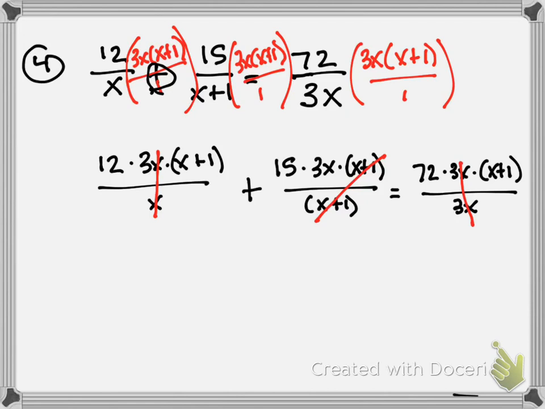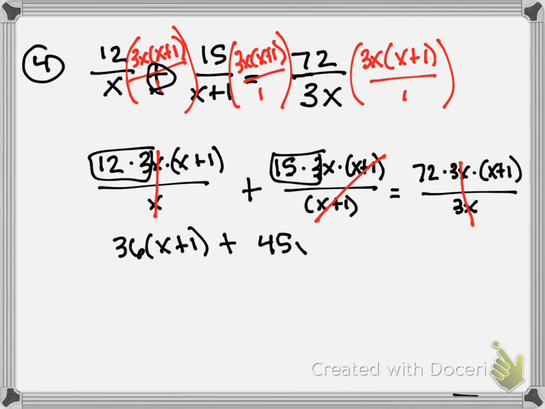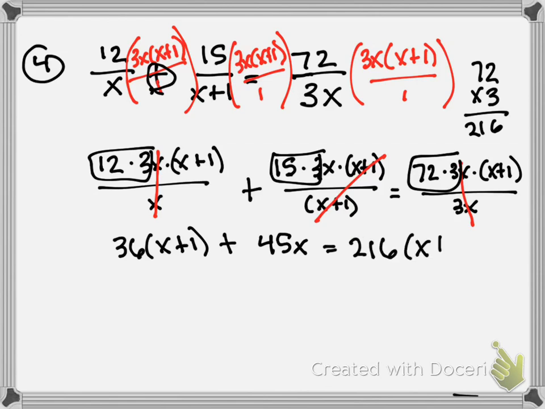All right, now I'm going to multiply correctly this time. So 12 times 3 is 36 times x plus 1 plus 15 times 3 is 45x. And that equals 72 times 3 is 216 times x plus 1. All right, I'm going to distribute everything.